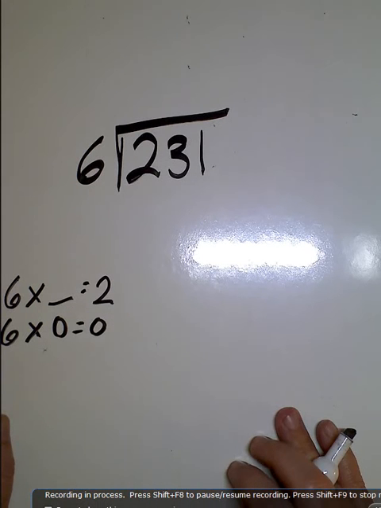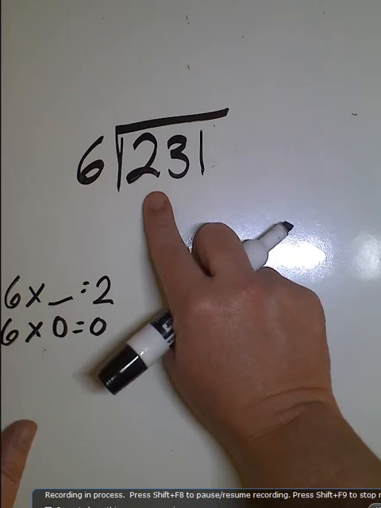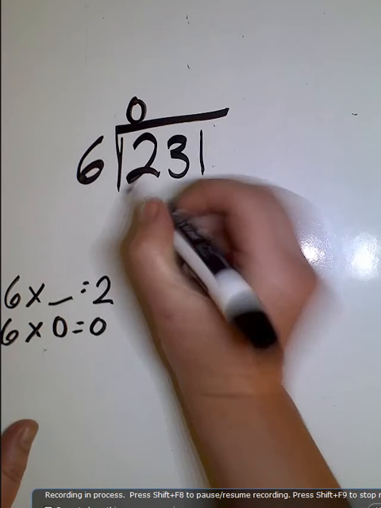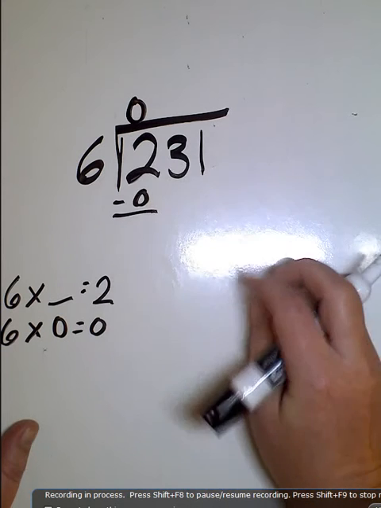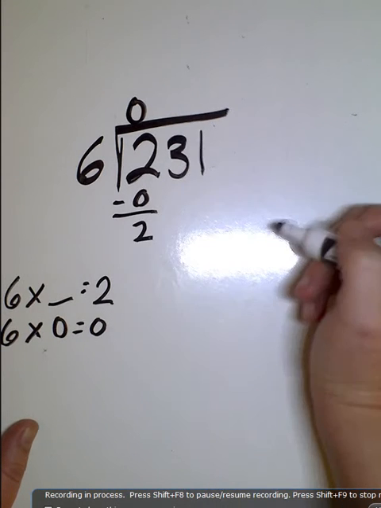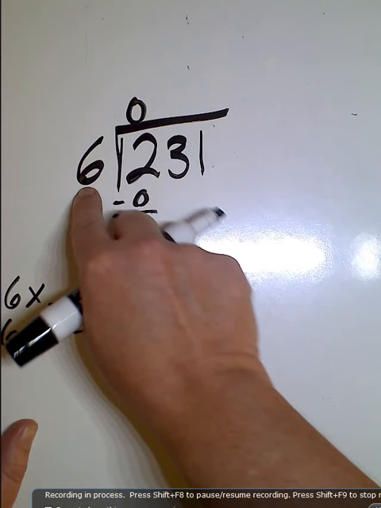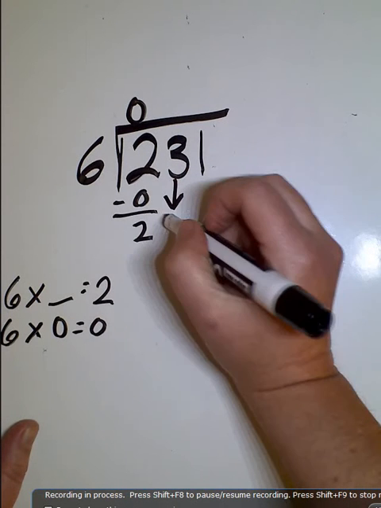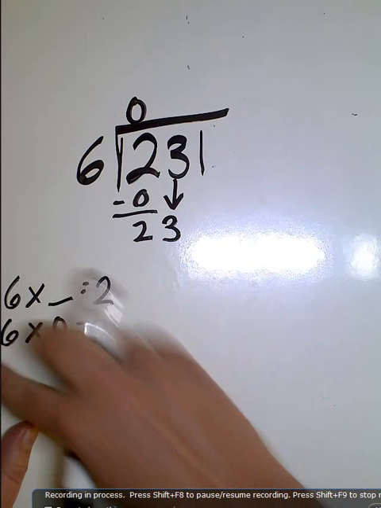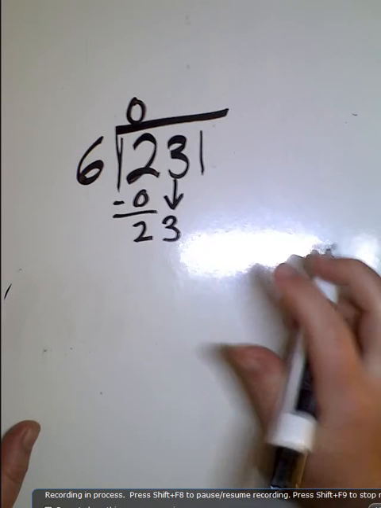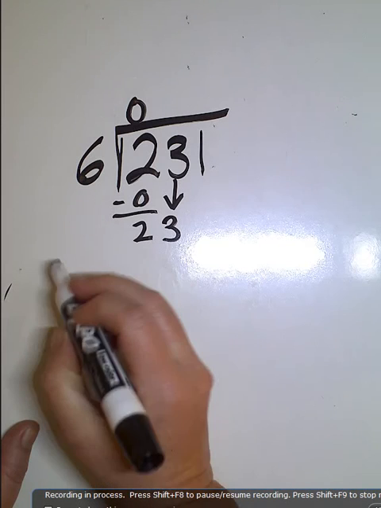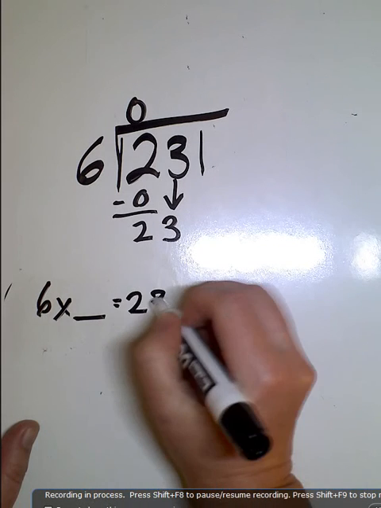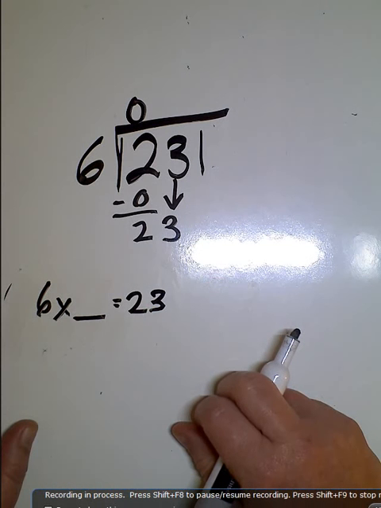So with that information, I would come up here to my division problem and go 6 times 0 is 0. 2 minus 0 is 2. 2 is less than 6, so I know I divided correctly. Now I'm ready to bring down the next digit. With that said, I'm now looking at my new problem of 6 times what equals 23, or something really close without going over.